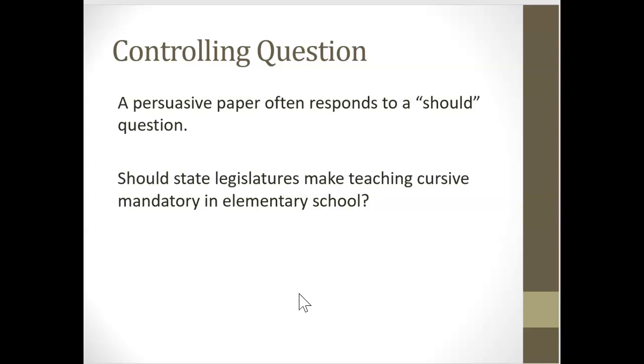Now, a persuasive paper often responds to a should question. Should state legislatures make teaching cursive mandatory in elementary school? Now, we could write a very decent paper about that, and we've talked about it over the last couple of weeks, in fact, in some example papers. But we're not writing a position paper this time. We're not writing a persuasion paper. We're not writing an argument. So I don't want you to frame for this thesis-based paper assignment a should question.